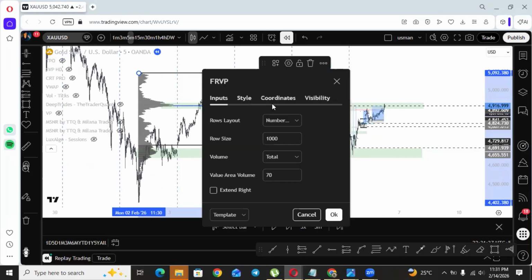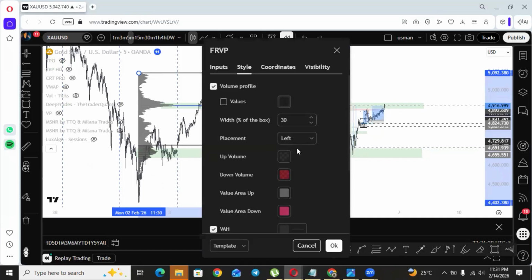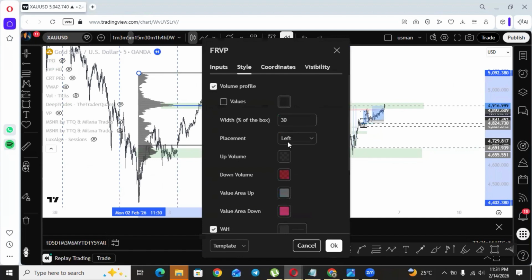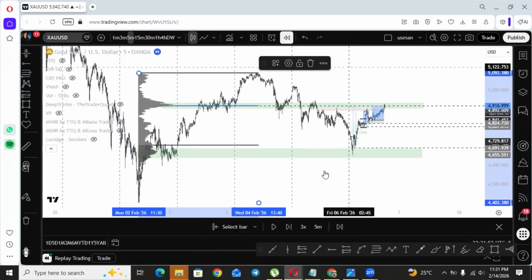Let me go over here, and you can check the colors. These are all the colors. After that, you can save it as a default, or save it as a new template, and you can just trade. But let me tell you something.